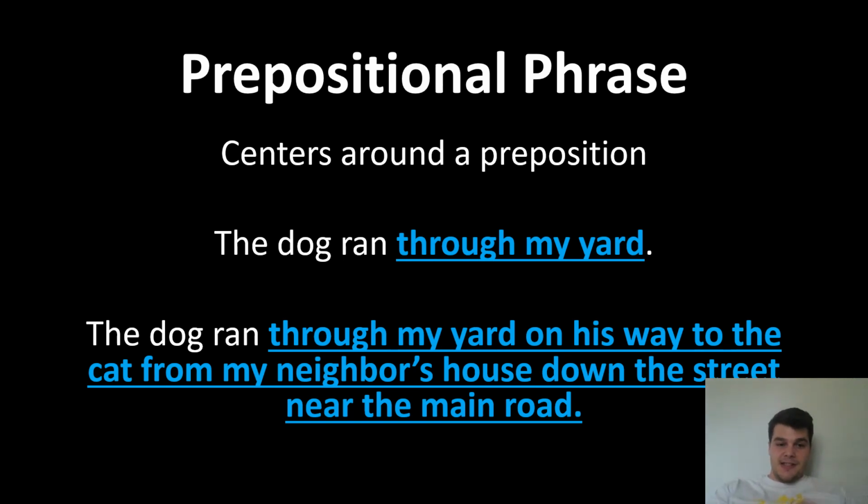And the cool thing about prepositional phrases is you can just continually add them, literally to infinity. So this sentence down below, the dog ran through my yard. Through my yard is a prepositional phrase. On his way is another prepositional phrase. To the cat, prepositional phrase. From my neighbor's house, prepositional phrase. Down the street, another one. And near the main road is another prepositional phrase. And we could literally keep going forever and ever adding prepositional phrases, and it would get annoying and obnoxious, but it would still technically be grammatically correct, which is cool.